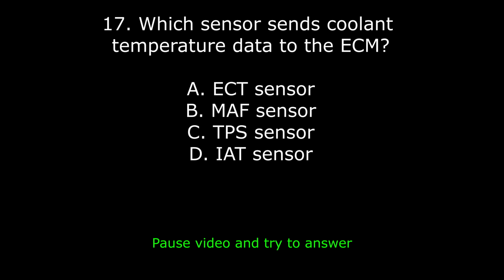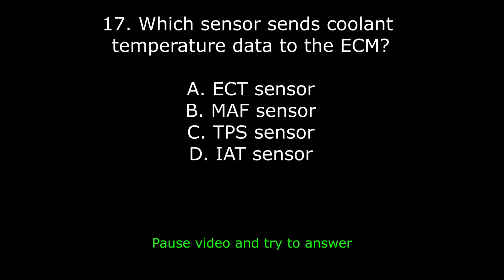33. What protects major circuits, such as the alternator feed, from overload? A. Mini fuse. B. Fusible link. C. Relay. D. Thermistor. Answer: B.